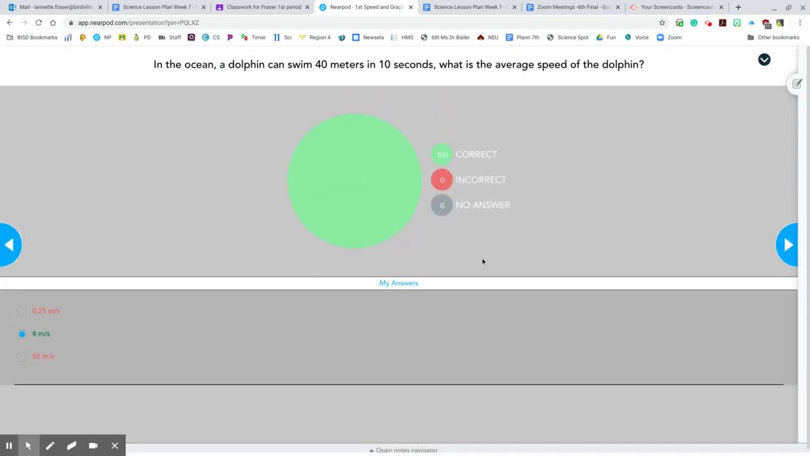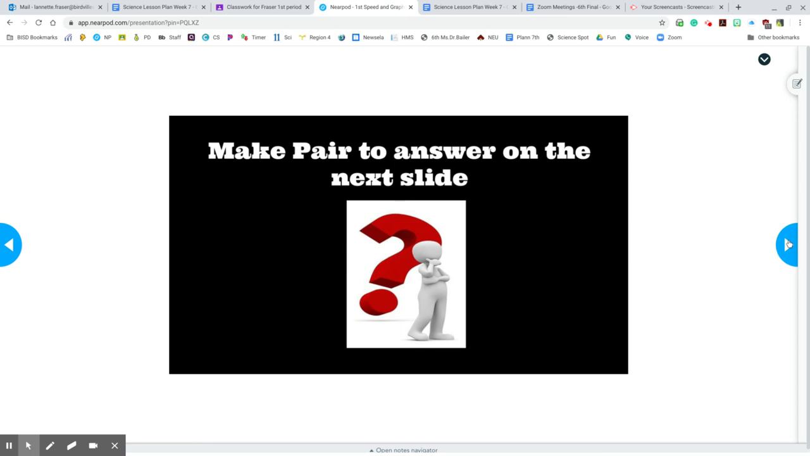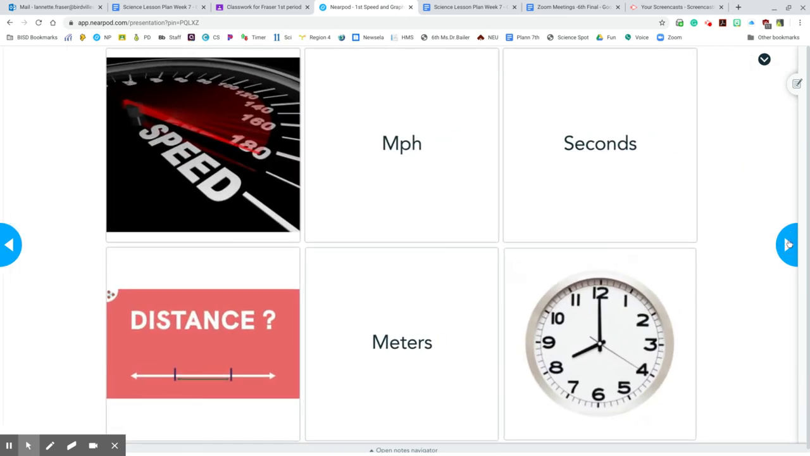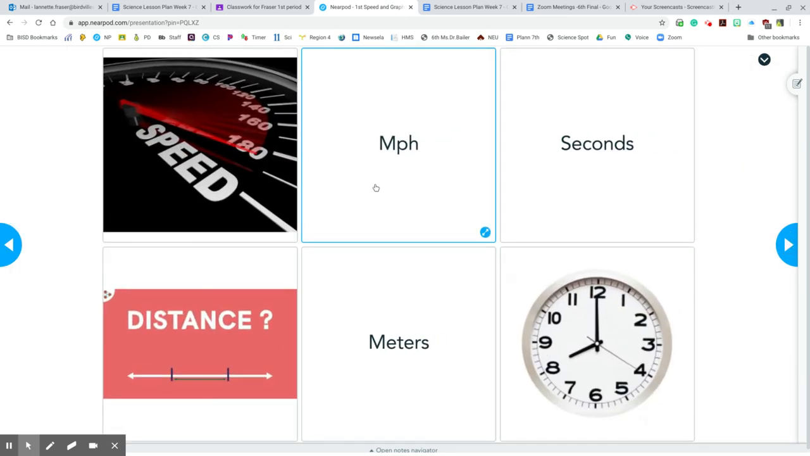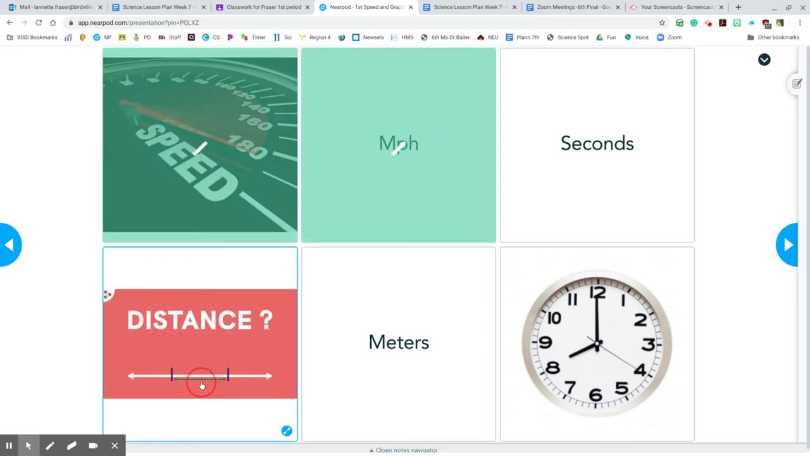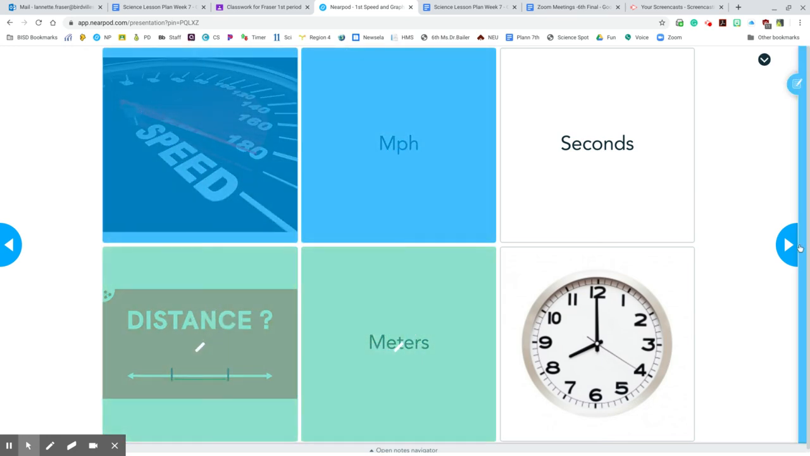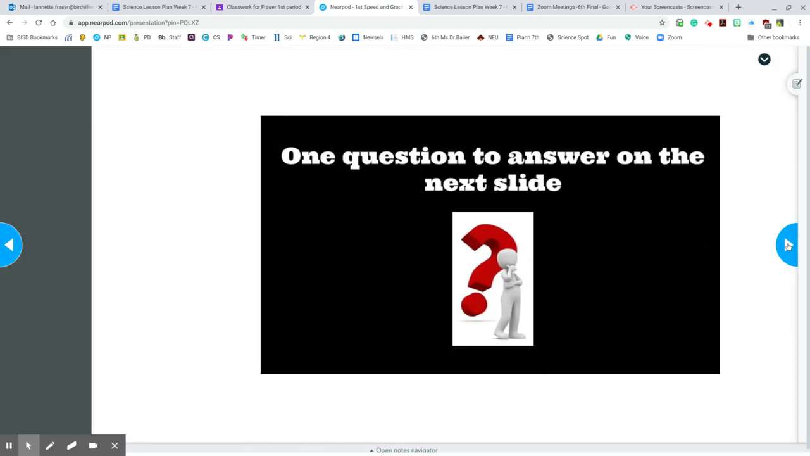Once it's submitted, you can see if you had it right or wrong. If you got it wrong, go back and fix it. You can fix questions that you had that were incorrect. Make pairs. Next, we're going to be doing some pairing. You got to figure out, okay, miles per hour goes with speed, distance goes with meters, and I bet you can figure out what time goes with.